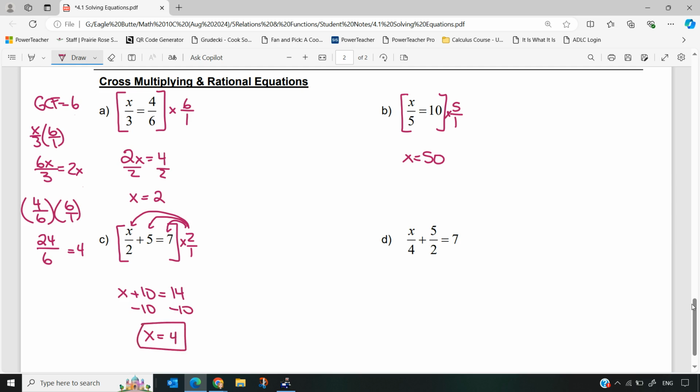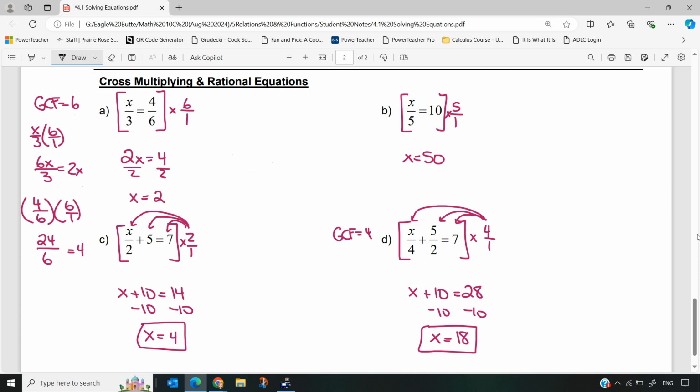For d, I have x over 4 plus 5 over 2 equals 7. The GCF for 4 and 2 is 4. So I'm going to bracket my entire equation and multiply by 4, or 4 over 1. 4 times x over 4 just becomes x. 4 times 5 over 2. So 4 times 5 is 20. 20 divided by 2 is 10. And then 7 times 4 is 28. Subtracting 10 from both sides, I have x equals 18.